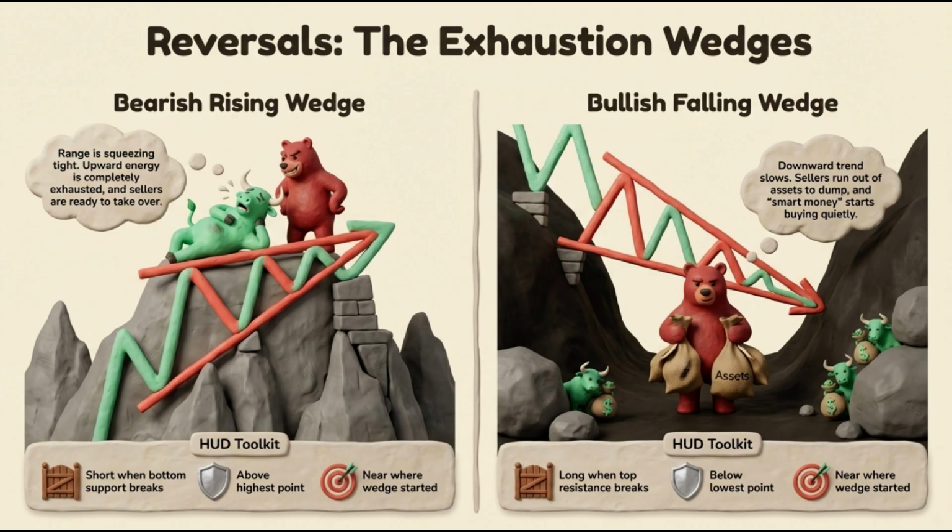Unlike continuation wedges, exhaustion wedges signal that the current trend has run out of gas. In a bearish rising wedge, the range squeezes so tight that the upward energy is completely exhausted, and sellers are ready to take over. In a bullish falling wedge, the downward trend slows as sellers simply run out of assets to dump and smart money begins to buy quietly. These wedges usually return the price to near where the entire wedge started.